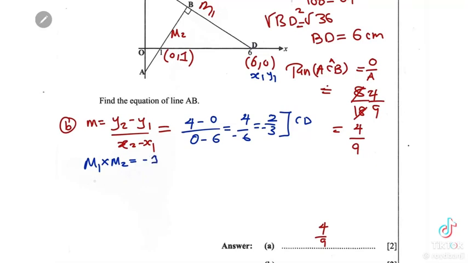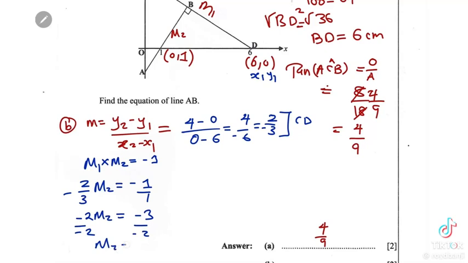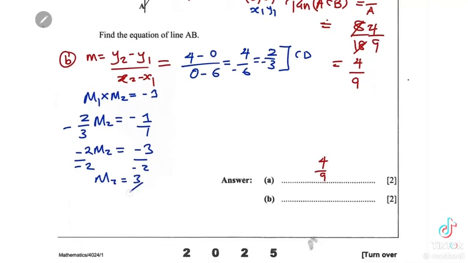Gradient 1 multiplied by gradient 2 is equal to negative 1. So what is gradient 1? We are going to assume that is gradient 1. So negative 2 over 3 multiplied by gradient 2 is equal to negative 1. So here you cross multiply, you're going to have negative 2m2 equals negative 3. Divide by negative 2, divide by negative 2. So gradient 2 is equal to 3 over 2. Just the reciprocal of the other, then the sign changes. So this is the gradient.